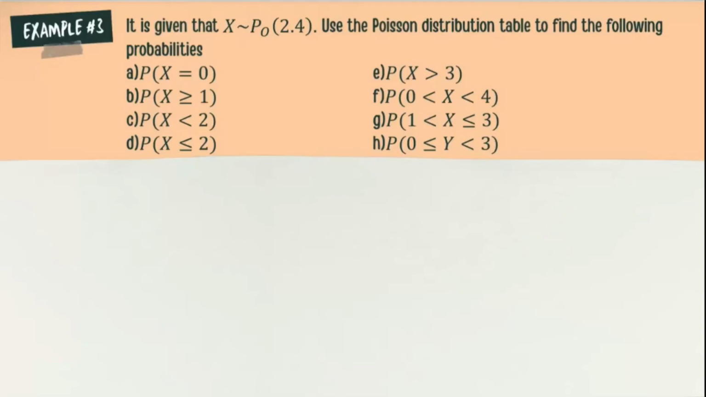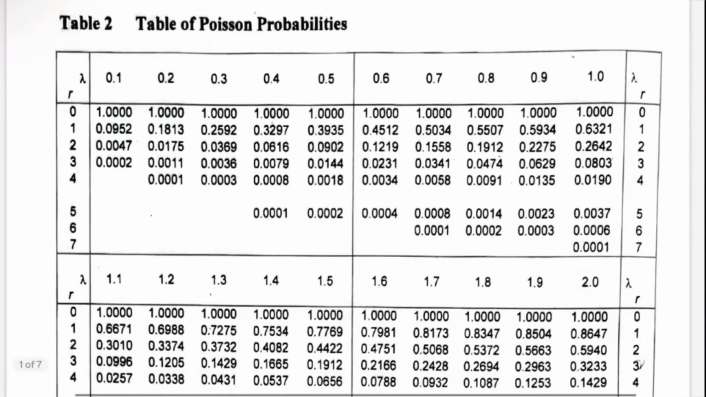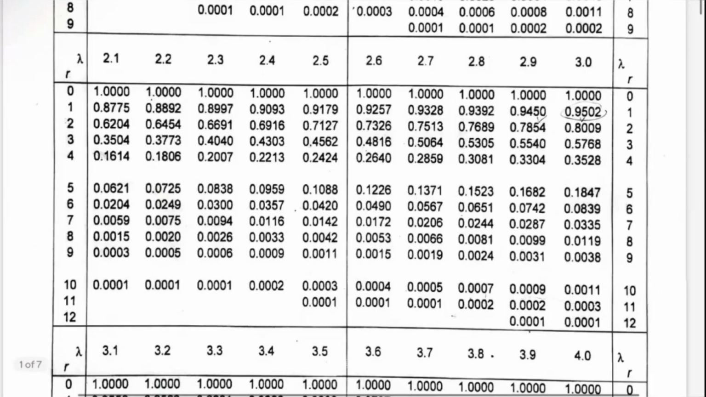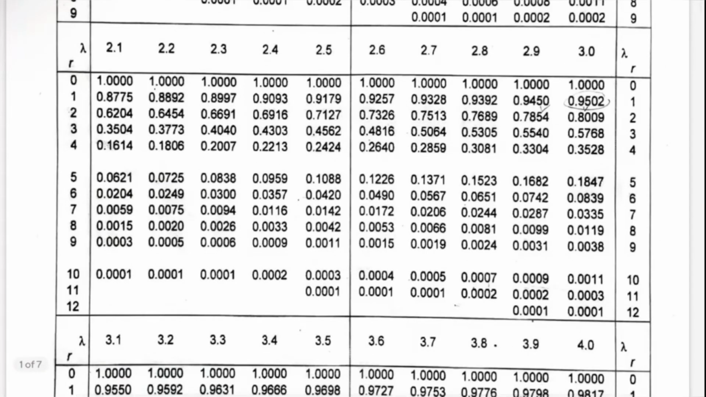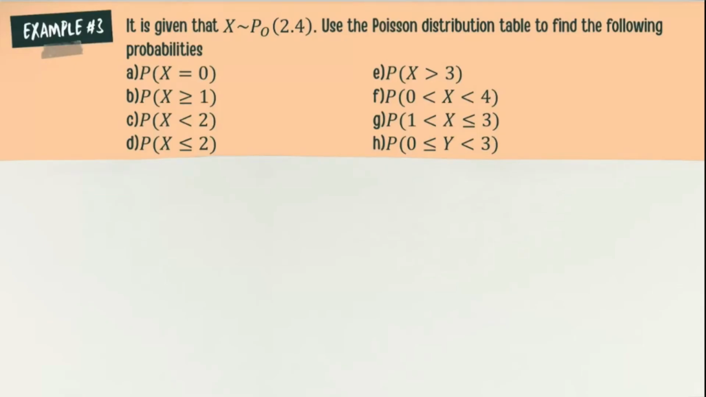So now let's look at the question yang pertama. X follows Poisson 2.4. So kalau 2.4, sini belum, sini baru 2. 2.4 adalah di sini. So kita akan refer to this row, this column. Okay, let's look at the question. Untuk dapatkan X equals to 0, so sama macam selalu. Ini boleh guna formula ataupun kalau nak guna table.